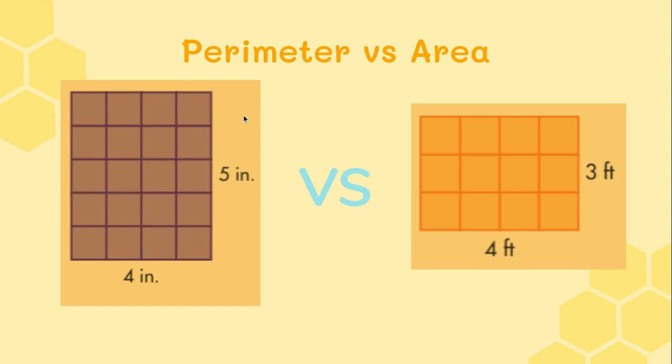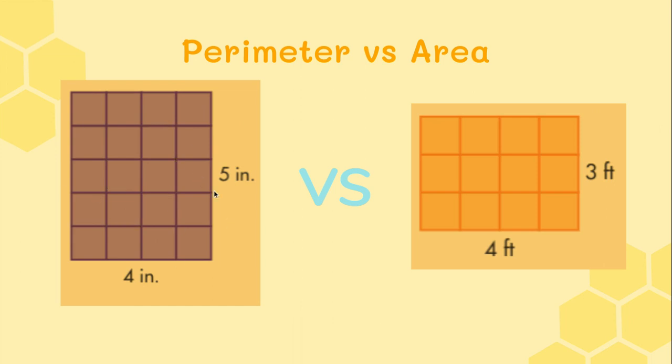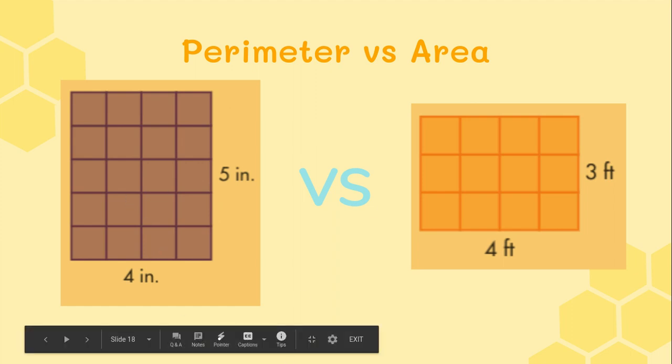Okay, so let's go ahead and find the area of this one. 18 inches is my perimeter. Now let's find the area. How do we find the area of a shape? Well, we multiply the length times width. The area is 5 times 4, which is 20. So my perimeter for this shape is 18 inches, and my area is 20 square inches.